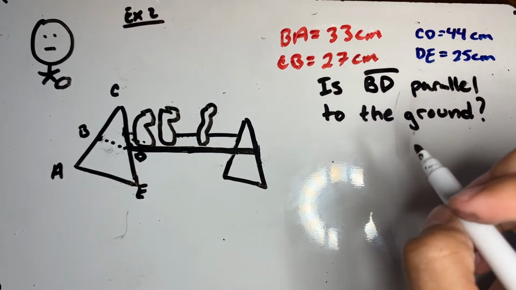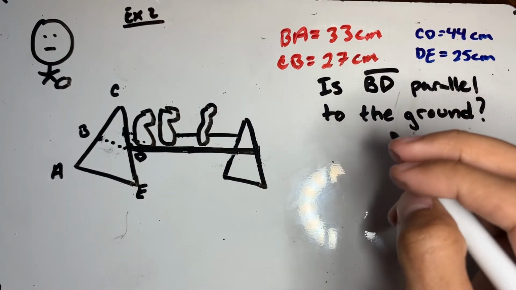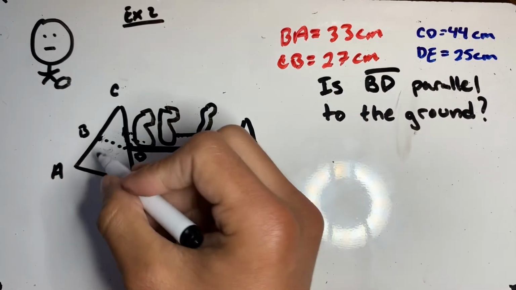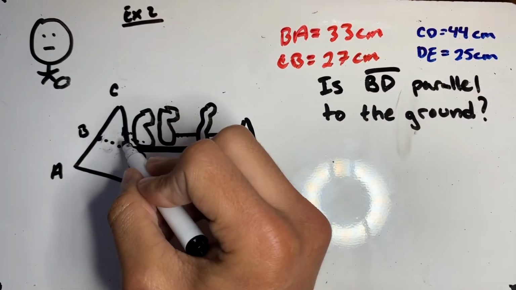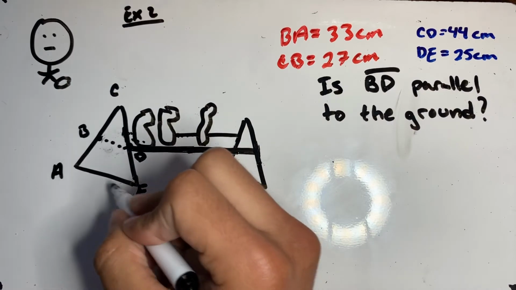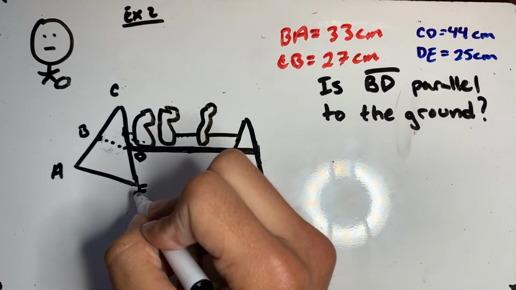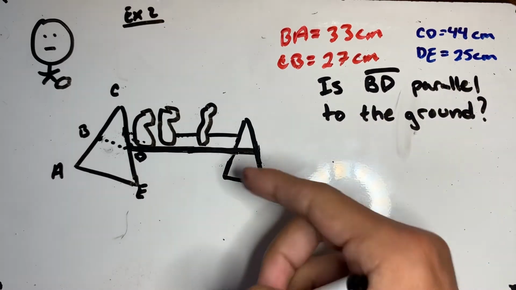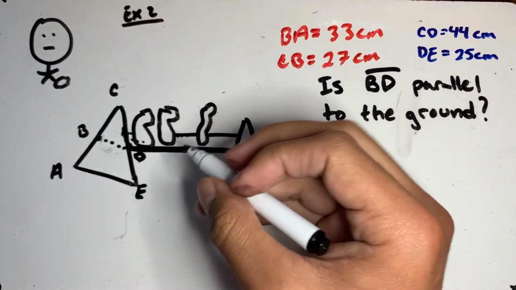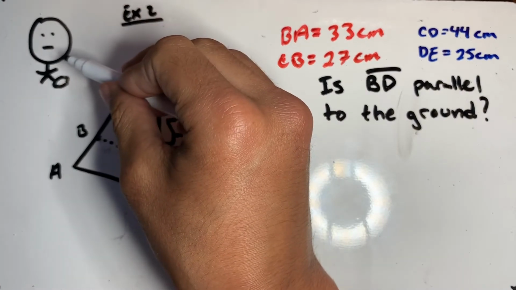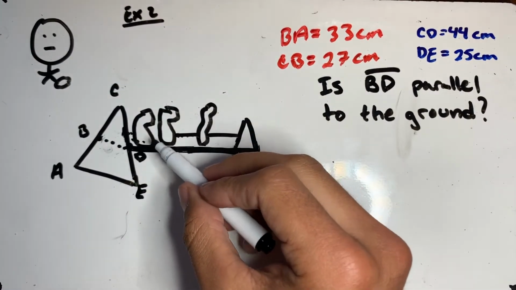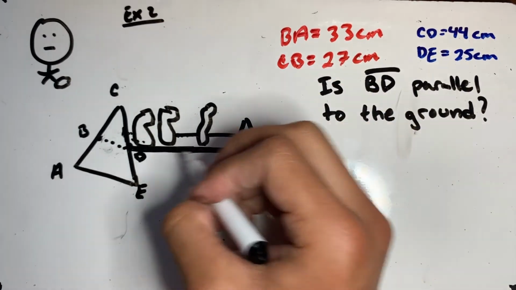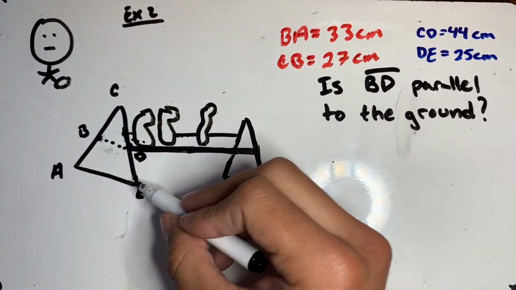All right, so example 2, they give us this information. And the cool part about the proportionality theorem is we can also prove parallel or not. So we can prove if this line BD is parallel to this line AE, and we can do that by checking the proportions, okay? As you can see, this is clearly this man right here, and he has the fresh kicks. These are shoes, and he is wondering if his shoe rack is parallel to the ground.